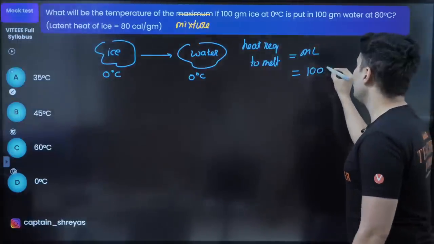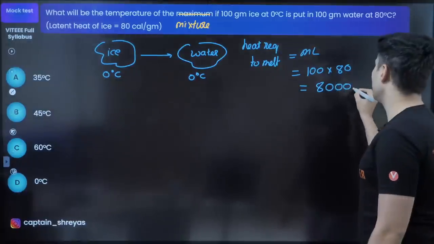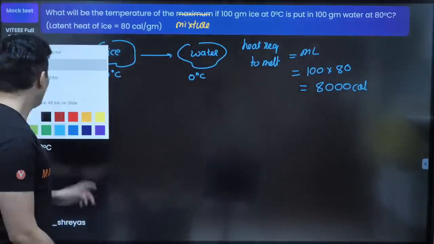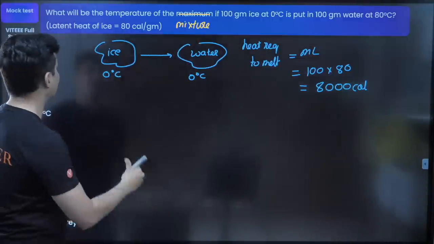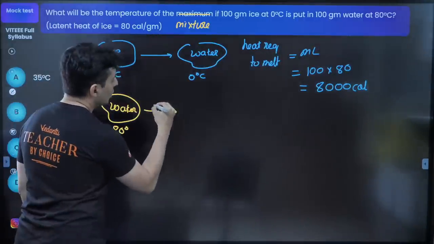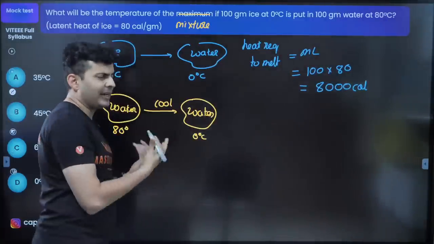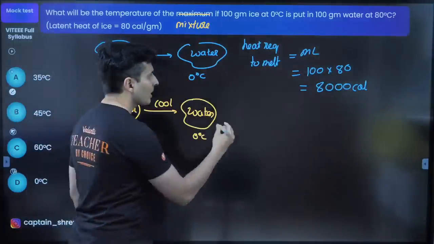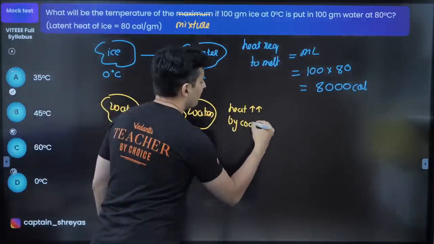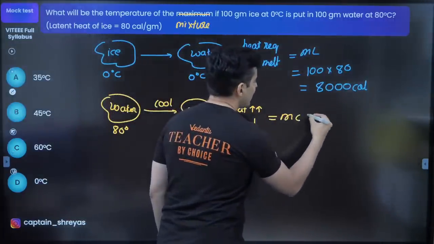Mass is 100 and latent heat is 80, so this will be nothing but 8000 calories. So 8000 calories is just required to melt it. Now look at that hot water. Hot water is at 80 degrees Celsius, so to cool that water to, let's say, water only but at 0 degrees Celsius, I'm just trying to see which heat is more, which heat is less, nothing else. The heat given out by cooling, when you cool, obviously the heat will be given out, that heat can be used to melt it. That will be nothing but mc delta t.